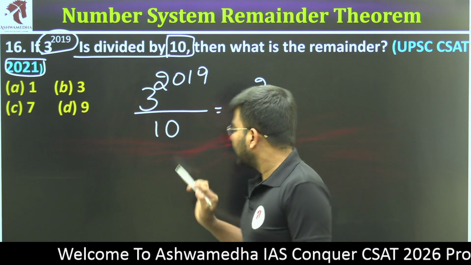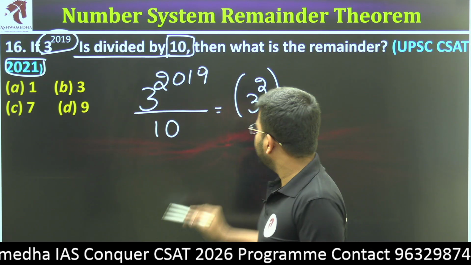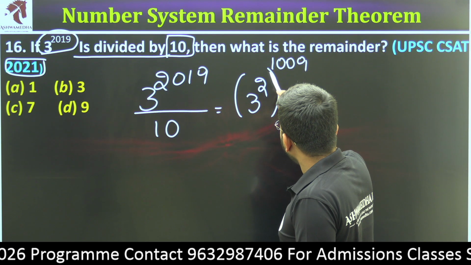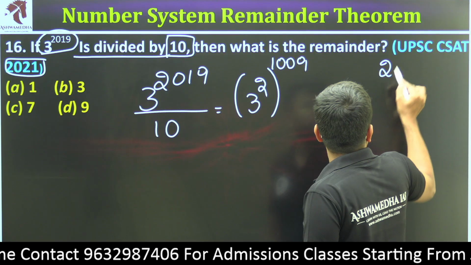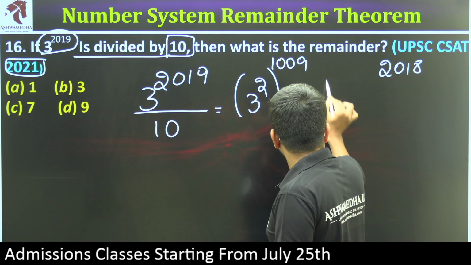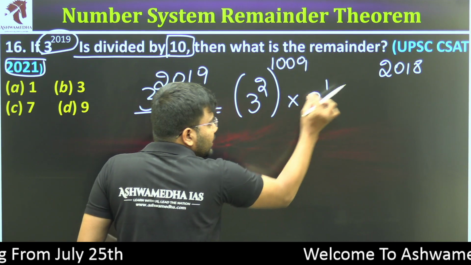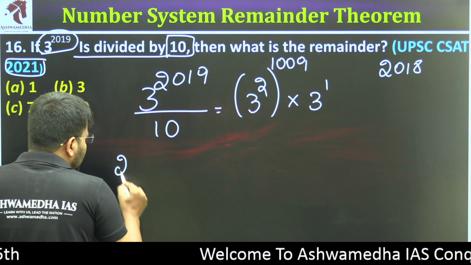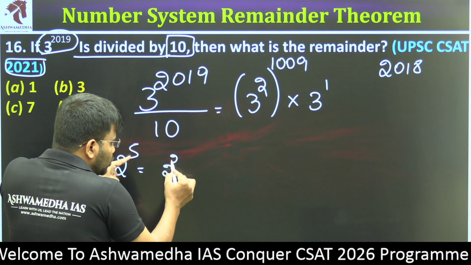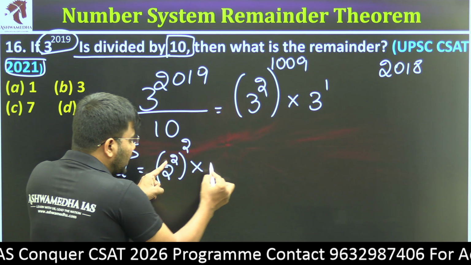Hence I can write 3 power 2019 as 3 square whole power 1009 into 3 power 1. How, sir? See here, 2 power 5 can be written as 2 power 2 whole power 2, 2 2s are 4, but here 5 is there. One more I need, 2 power 1. Similarly, 2019 is 2018 plus 1, so 1009 into 2 is 2018, but another 3 will be there.